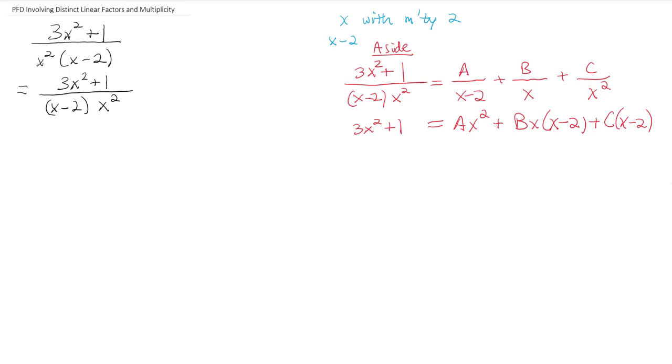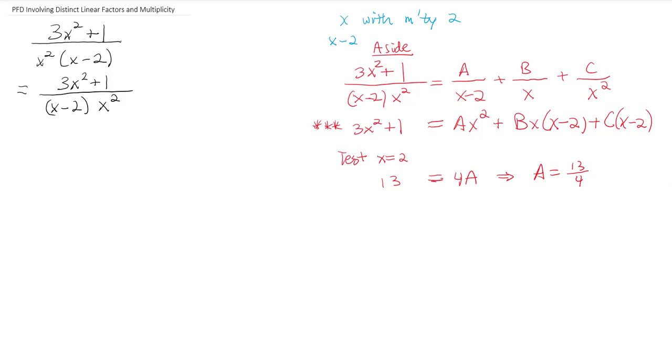Since we have linear factors, it makes sense to test this triple star equation. So let's test x equals 2. If x equals 2, we get 13 is now equal to 4 times A plus 0 times B plus 0 times C. So that quickly gets us A. A is going to be 13 over 4.